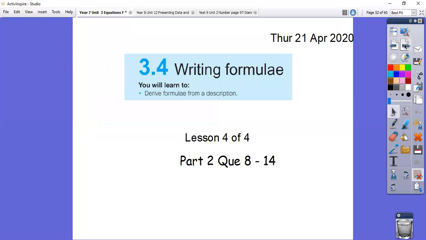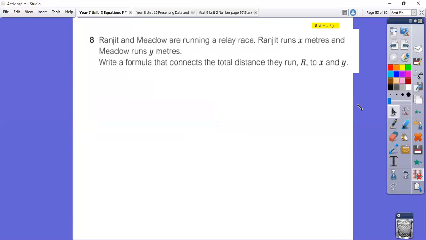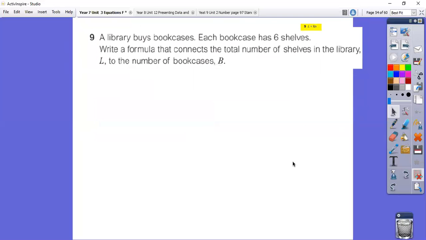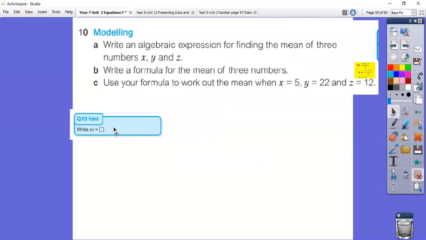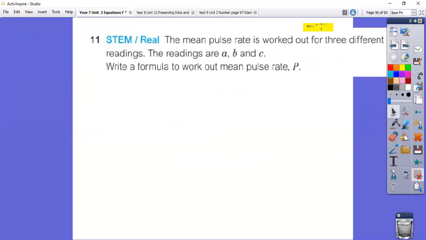Question 7. And then the last lesson, lesson 4 of 4, will be part 2 of 3.4, writing formulae. And that will be looking at questions 8 to 14. So again, hopefully now that we've done the previous lessons, you should be able to do these questions by yourself. So we're looking at question 8, 9, 10. Again, look at the hints that come with the questions. 11.